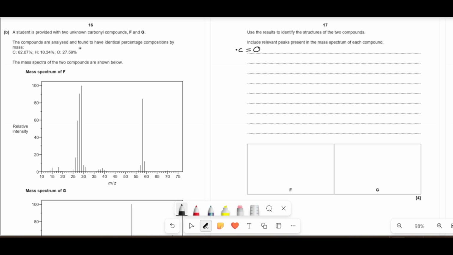First thing we're going to do is, well, they've given us a percentage by masses of all of these, and these all add up to 100 if you calculate that. So if we do that, then we can work out the empirical formula. So that's a pretty good start. So if we work out the empirical formula, we've got C, H, and O.